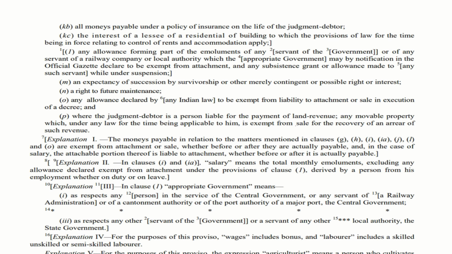Let us move to the next point, which is KB. If a person is to be paid under the policy of insurance on the life, for example, there is a judgment debtor who has taken some policy in life insurance corporation, and in case if he is getting some money on his life, maybe due to some untoward incident he died, is getting some money based on that, in that case that money cannot be attached.